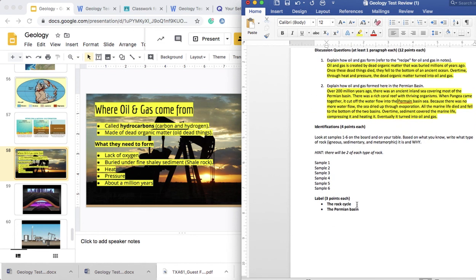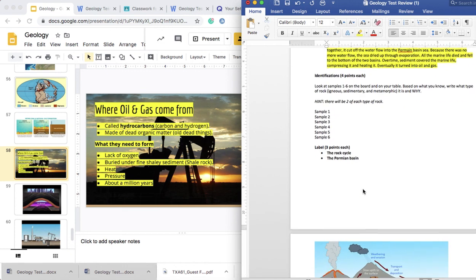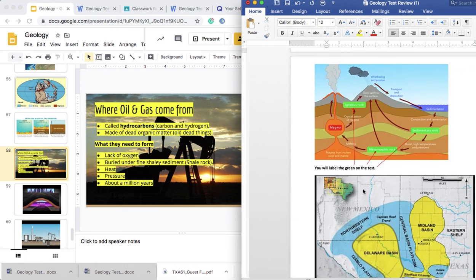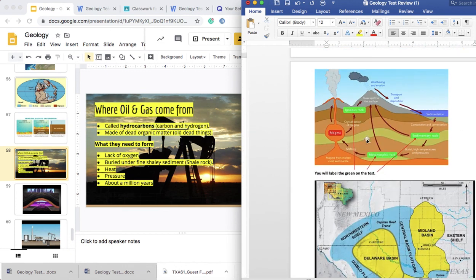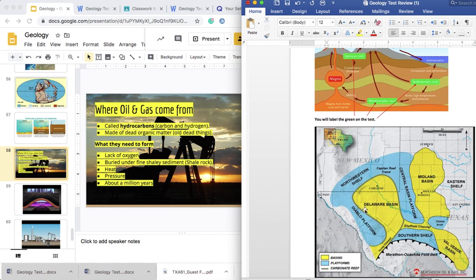Finally, you'll do identification. I'll go over this before class starts so you'll be able to identify these rocks very easily. So I'll go over that in class. And then the final two things you're going to have to do is label igneous, sedimentary, and metamorphic rock in the rock cycle, which is only 3 of those, which is pretty easy. And then finally, you will label the Permian Basin major geological regions.